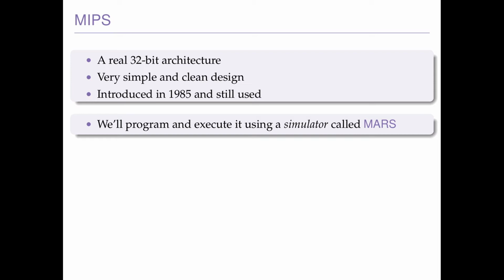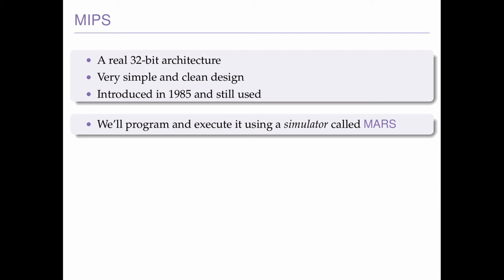MIPS was introduced in 1985 and is still used today. If you've seen any of the other lectures, then you'll know that MIPS is mainly used for embedded systems nowadays, but has in the past been used for famous machines like the PlayStation 2, the PlayStation 1 or the Nintendo 64. To program MIPS though, we're going to be using a simulator called Mars.